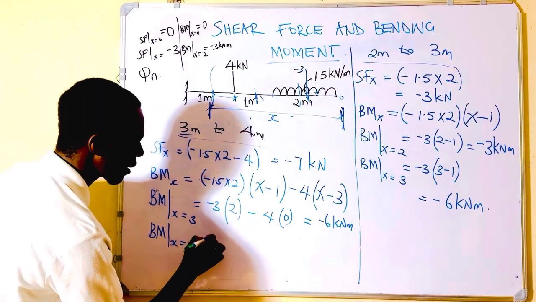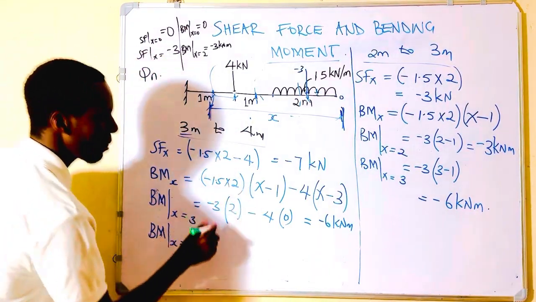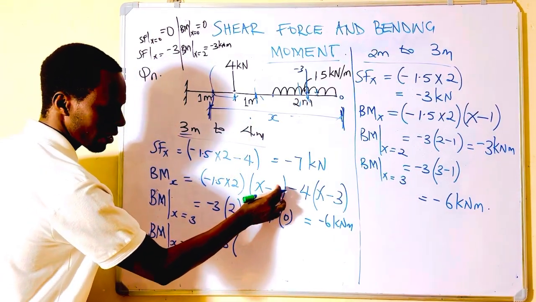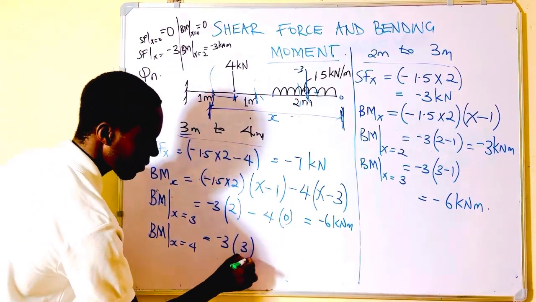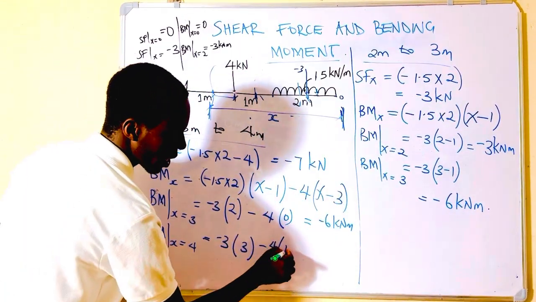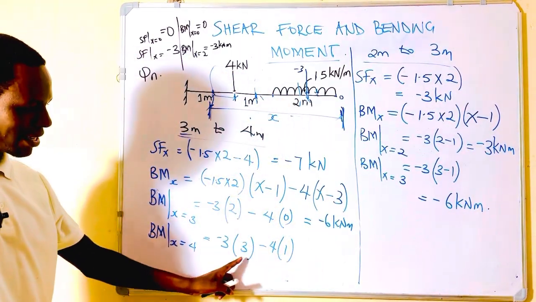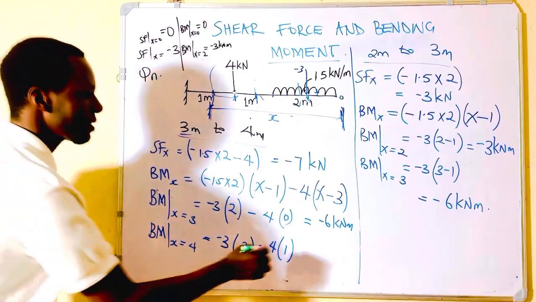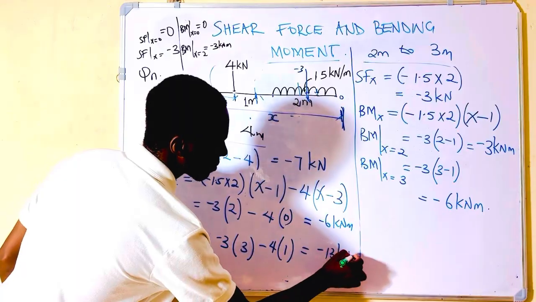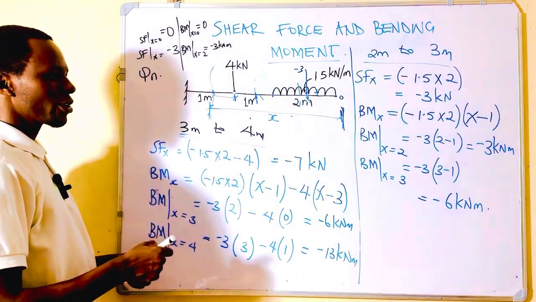Then lastly, let's get the bending moment when x is equal to 4. This is going to be equal to minus 3 times 4 minus 1. 4 minus 1 is 3. Then minus 4 into 4 minus 3, which is 1. So what do you get? Minus 9 minus 4. The answer is minus 13 in kilonewton meter. So we have got all our answers.